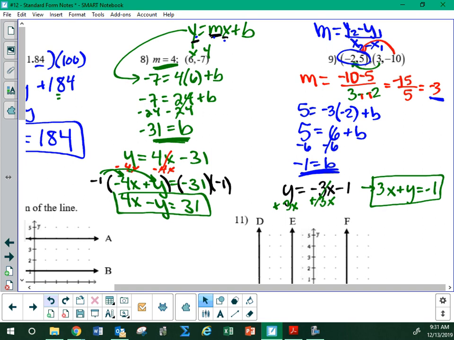So those are the different types you'll have for standard form. They'll either give you the equation and you have to move it, or you have to first write the equation like we did for 8 and 9, and then move it. Just make sure you remember a must be positive and no fractions.